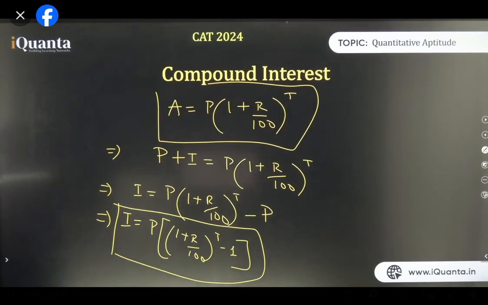Shruti, the maturity amount will always be the same: principal plus interest. See, in SI, the I was simple interest. Here, the I is compound interest. That's it. Okay, Shruti?